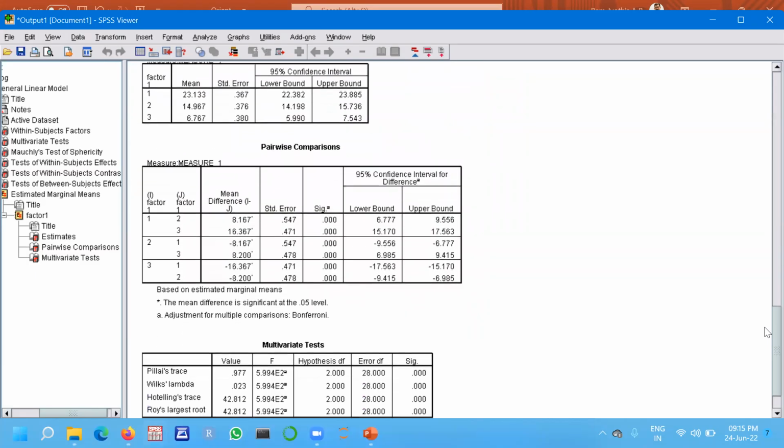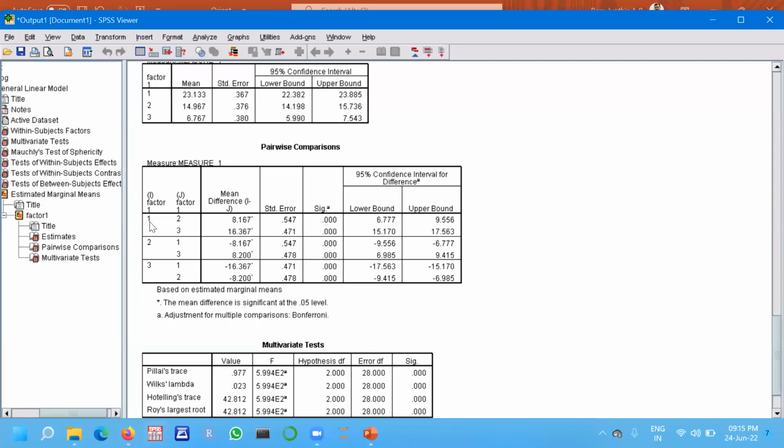Now let us see the pairwise comparison. So this is the one. When you compare pre-treatment, so this one is pre-treatment, 2 is post-treatment 1, and 3 is post-treatment 2. So when you compare pre-treatment and post-treatment 1, the difference is 8.1. Okay, and it is significant. There is a significant change.